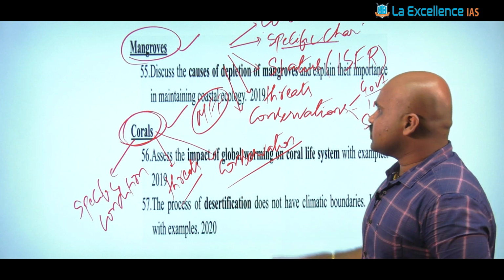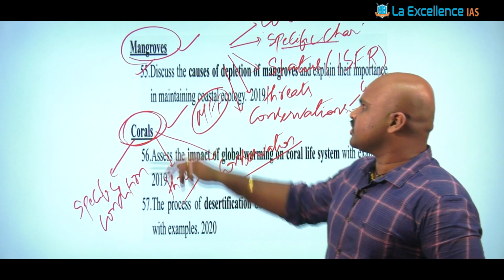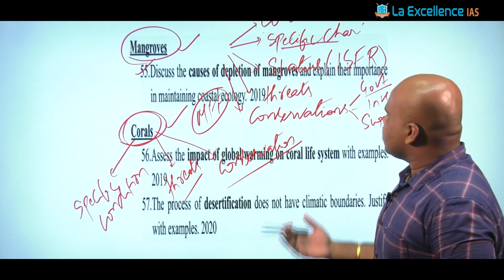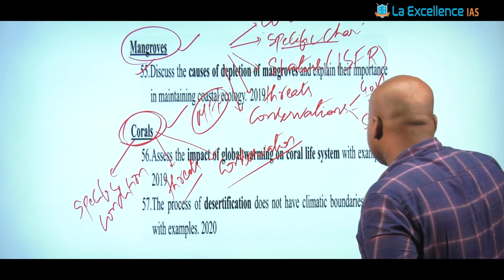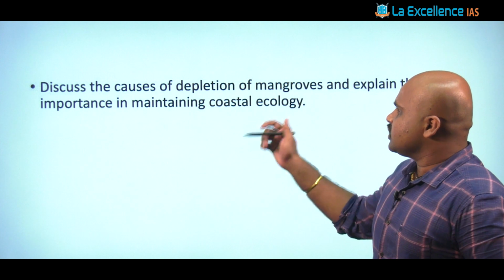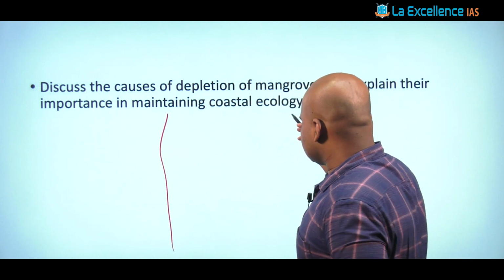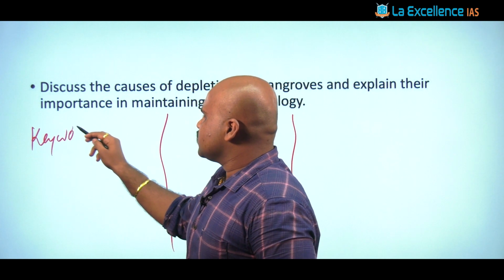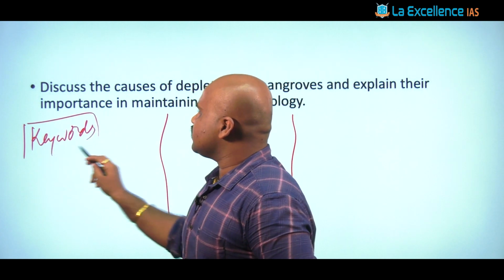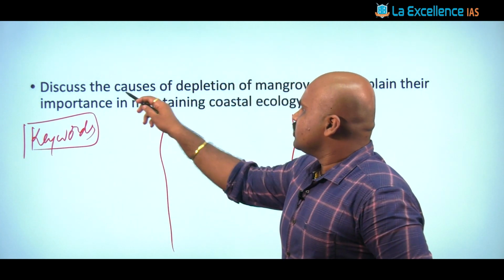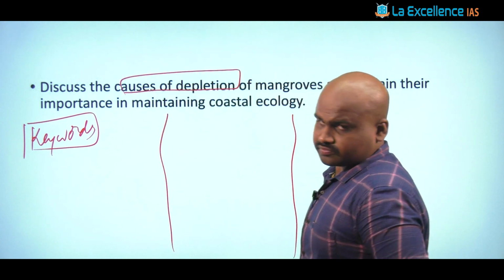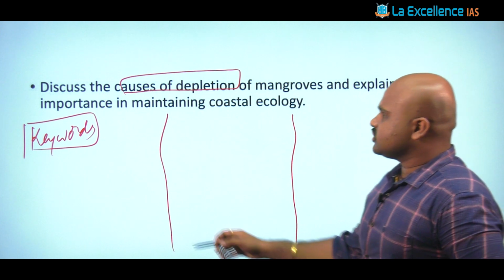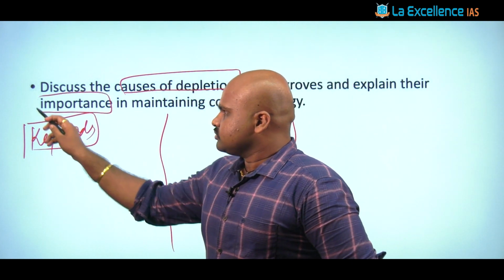Moving on to the sample question, let us look at it: discuss the causes of depletion of mangroves and explain their importance in maintaining the coastal ecology. Let's look at that question. So, our own structure that we follow: the first thing is we have to look at the keywords. In this question, they are asking about the causes of depletion of mangroves, and also their importance.